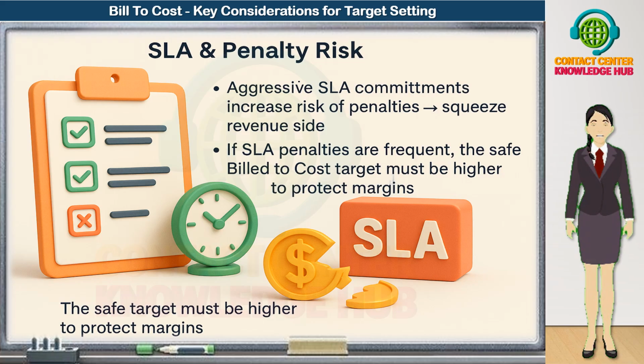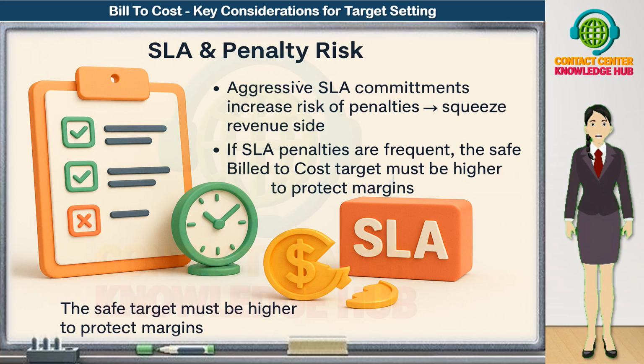Next, let's examine how SLA and penalty risk impact bill-to-cost target setting. When a contract includes aggressive SLA commitments, such as strict service levels, handle time controls, quality thresholds, or customer satisfaction guarantees, there is a risk of penalties. Any SLA miss can result in revenue deductions, bonus losses, or direct penalty payouts. These reduce the revenue side of the ratio and compress margins, even if operational costs stay the same.